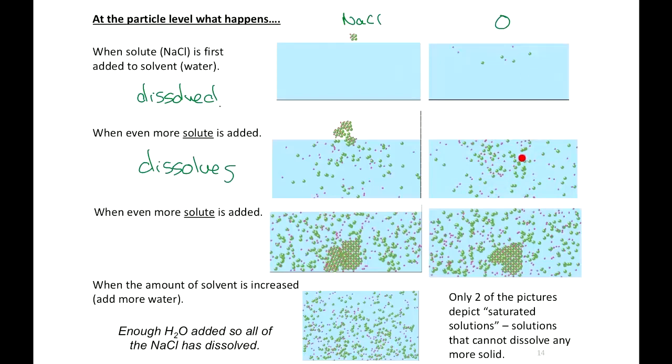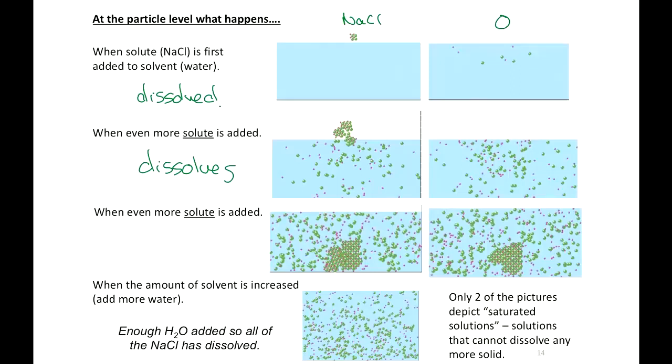Let's compare the conductivity of these two pictures. Do they both conduct electricity? Yeah, but are they different at all? One probably conducts more electricity than the other just because there are more ions present. So that's, again, proof that we're dissolving even more of that salt. The salt is not disappearing. It's dissolving, it's becoming a homogeneous solution.